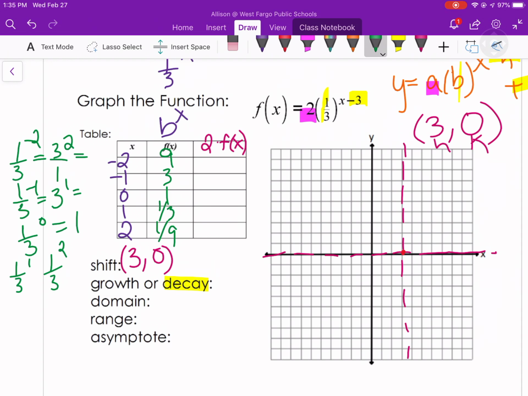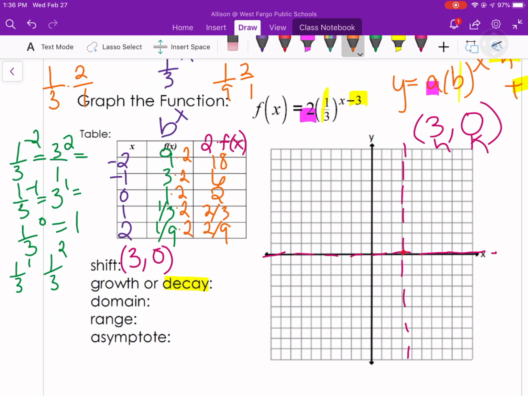This time we do have an a value of 2. So now we have to take everything in the middle column and times it by 2, which means this is a decaying function, and it's decaying even faster because it has a value of 2 out front. So 9 times 2 is 18. 3 times 2 is 6. 1 times 2 is 2. 1/3 times 2, I do 1 over 3 times 2 over 1, and I get 2/3. 1/9 times 2, I'm doing 1 over 9 times 2 over 1, and I get 2/9.